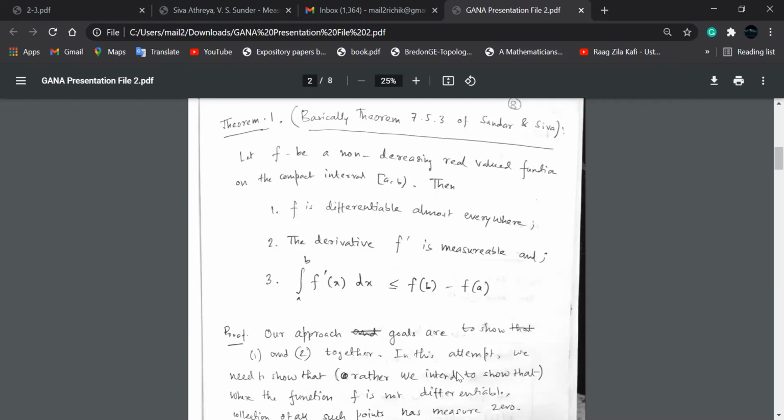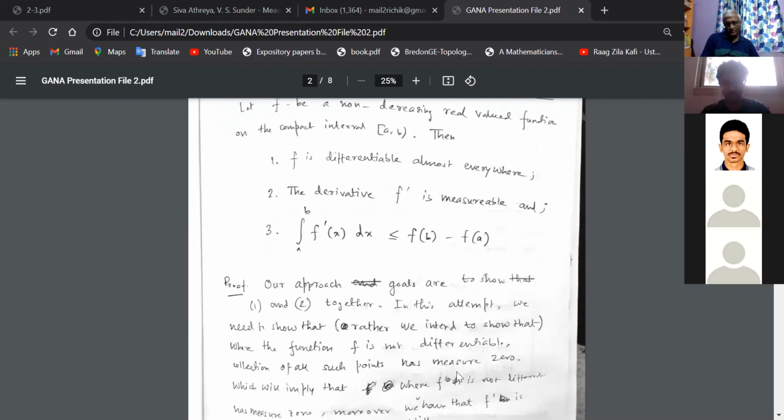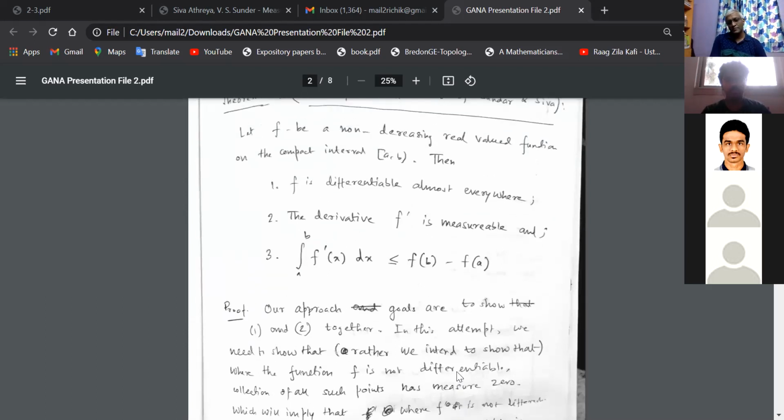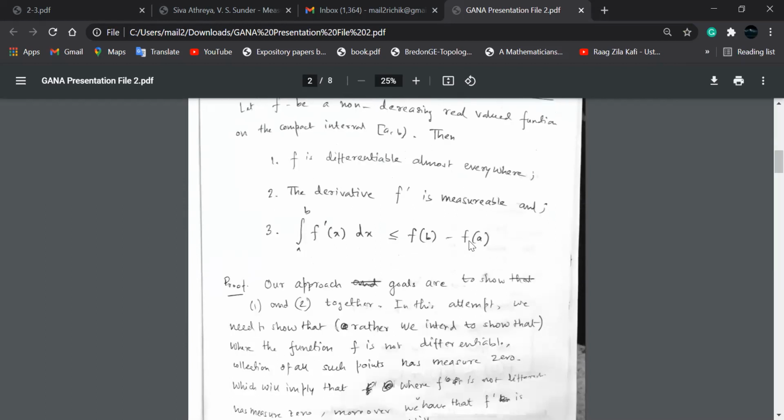Let f be a non-decreasing real valued function on the compact interval [a, b]. Then the following three hold. F is differentiable almost everywhere. The derivative f' is measurable, and the integral from a to b of f'(x) dx is less than or equal to f(b) minus f(a). A very important thing to notice here is that f is a non-decreasing real valued function. This will be used a lot in the later portion of the proof.